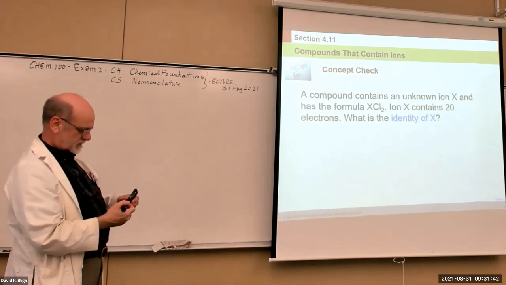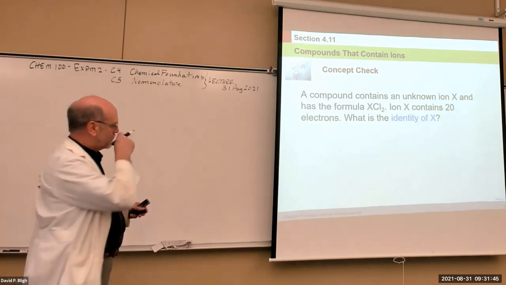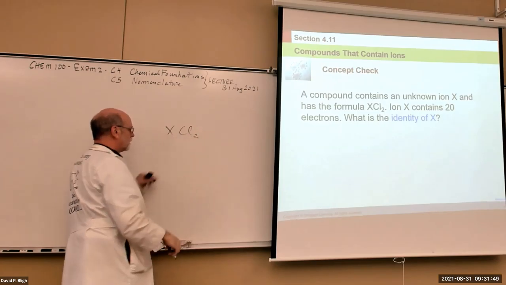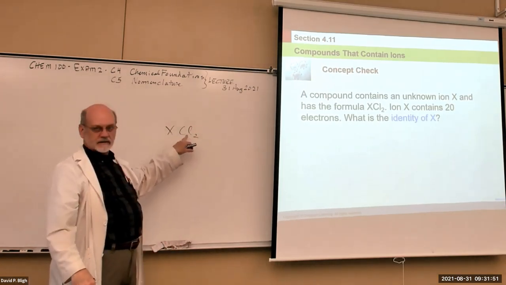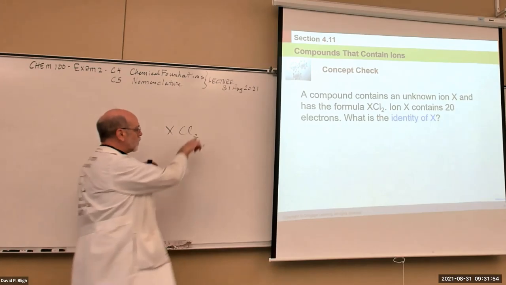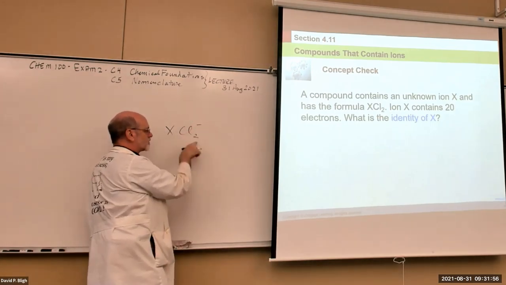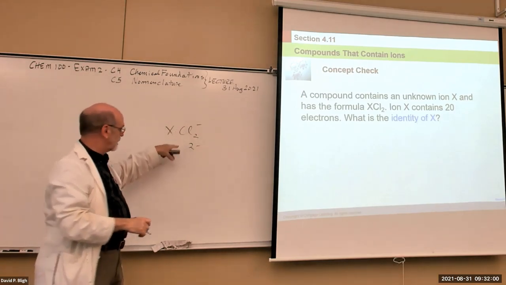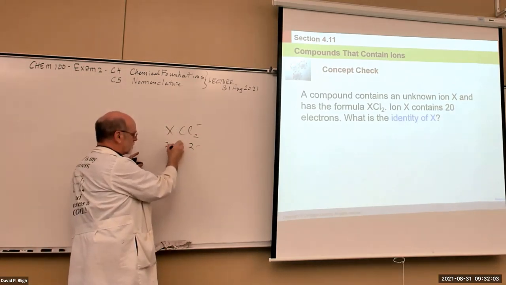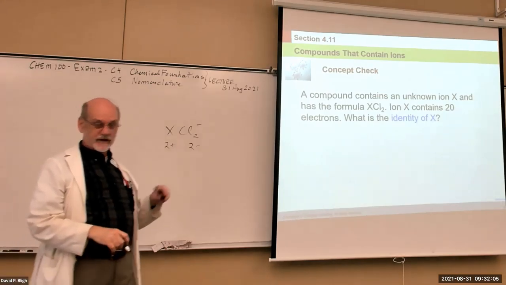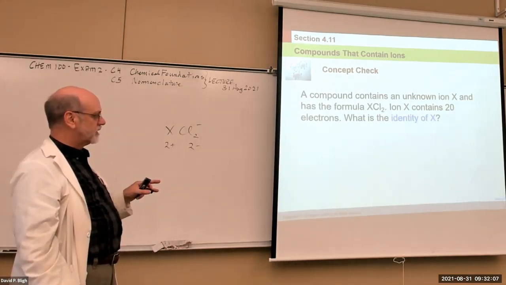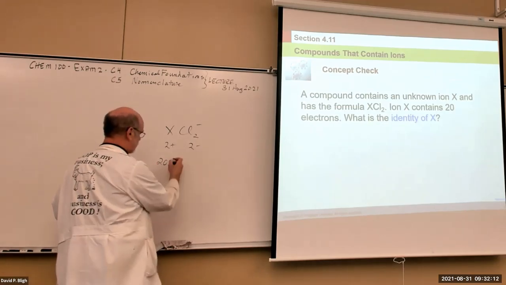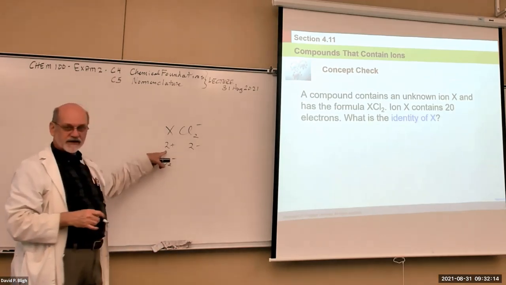So a compound is composed of X and 2 chlorine. So one of these combines with 2 of those. Well, we know that these have a minus charge each. So they have 2 minuses together. That means this one has to have 2 plus. Okay, we know that. And what else are we given? X contains 20 electrons. 20 electrons. So how does it get 2 pluses?